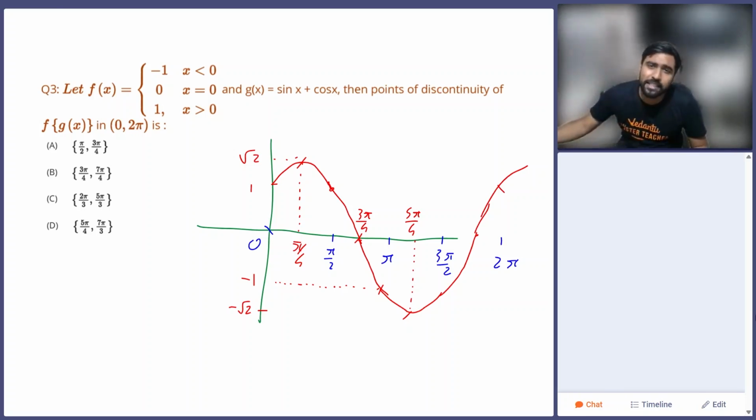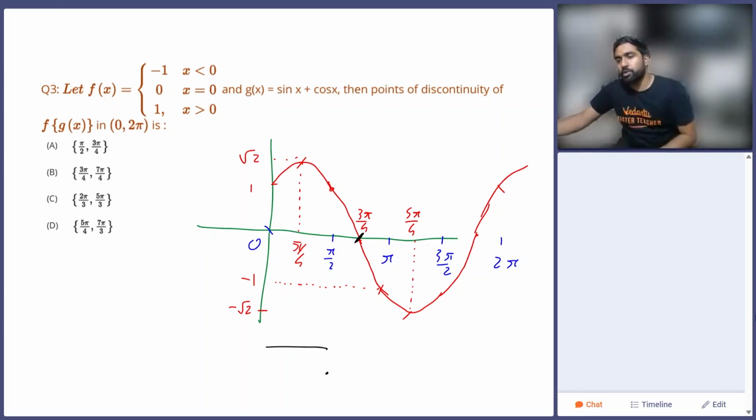Now, can I see over here that my f of x function is basically the signum function, so it only cares about whether the value is positive, negative, or 0. Between 0 to 3 pi by 4, my function is positive, so f of g of x will be 1. At 3 pi by 4 it will become 0. Between 3 pi by 4 to 7 pi by 4, it will become negative. And after 7 pi by 4, again it will become positive.